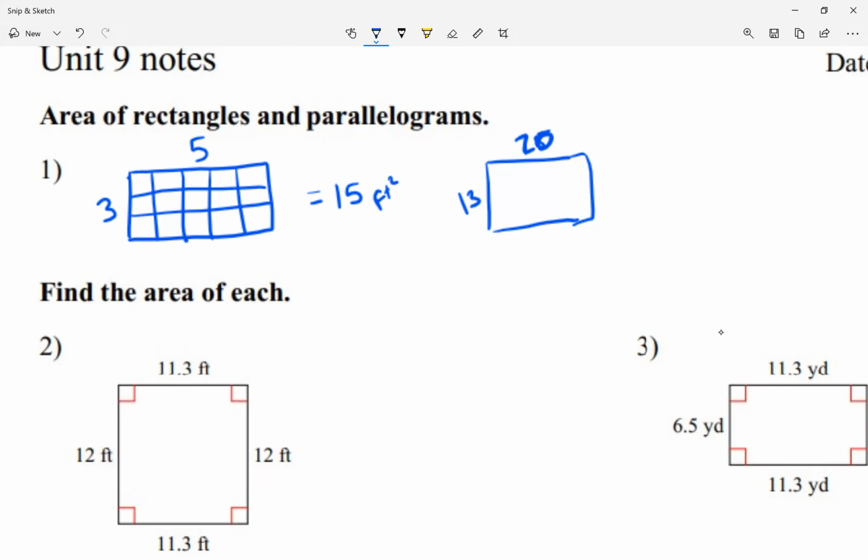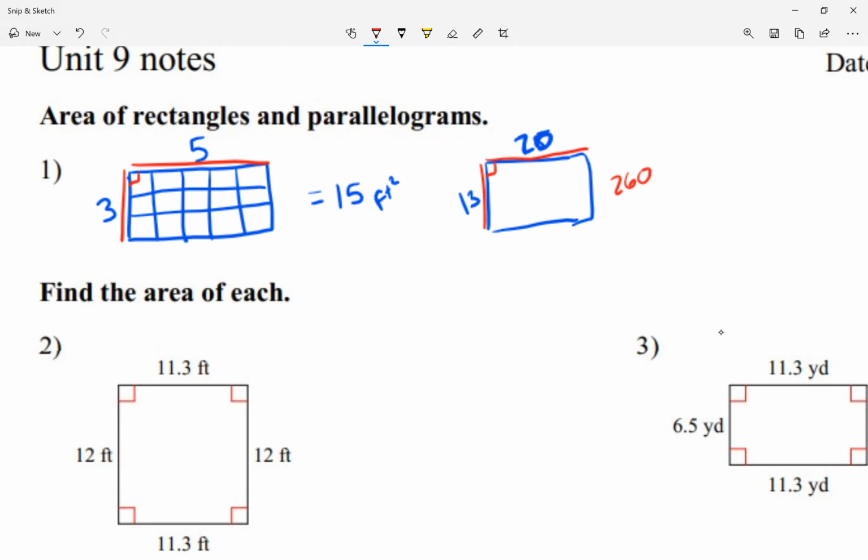Formulas are basically shortcuts. The nice thing about a rectangle or a square is that my corners are 90-degree angles. So I'm going to choose a corner and multiply those two numbers. If you notice, I could have gone 3 times 5 and gotten 15. So here I will go 13 times 20, and that will give me 260. So it's a little bit easier. The idea of the formula is just for us to be able to do it faster. Counting will always work.